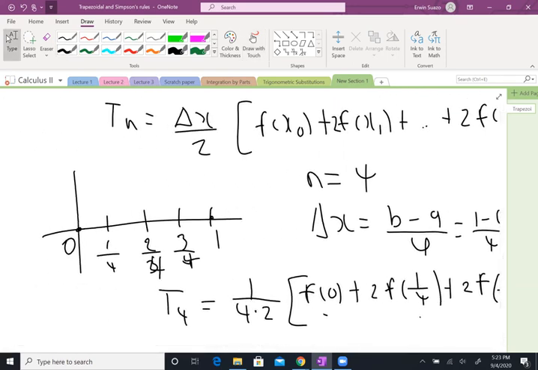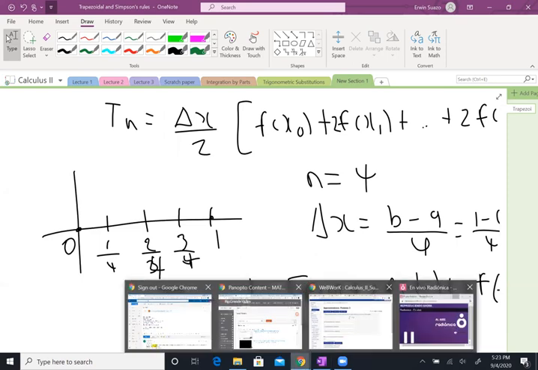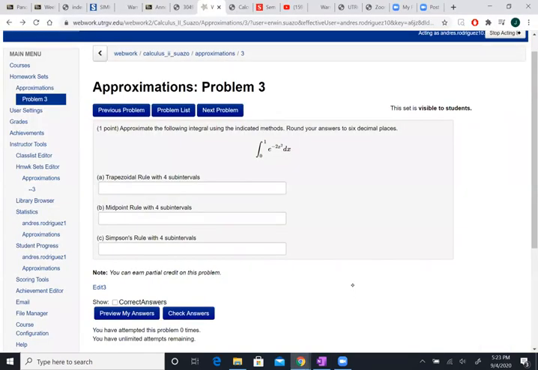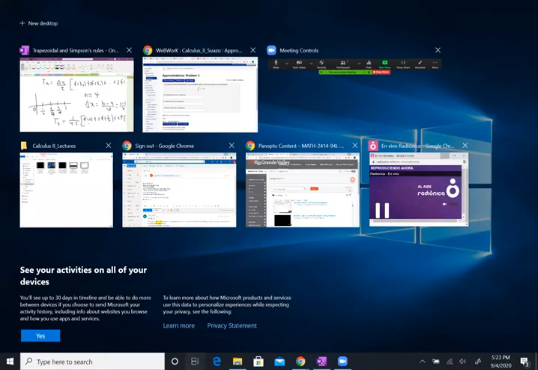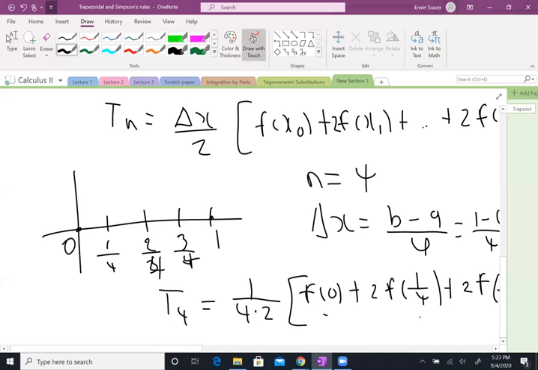We don't need to graph the function, although this function is famous. It's kind of Gaussian, and it goes something like this. It is very famous in statistics, where it's extraordinarily useful. Okay, so let's go and type our solution.